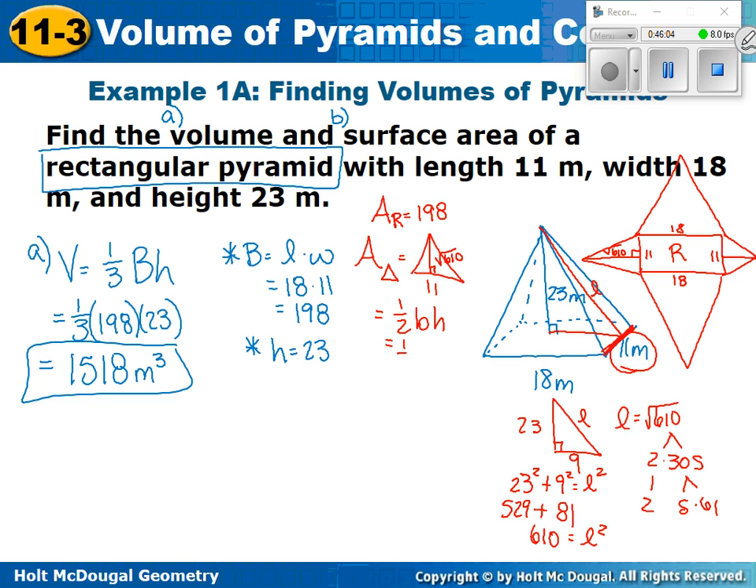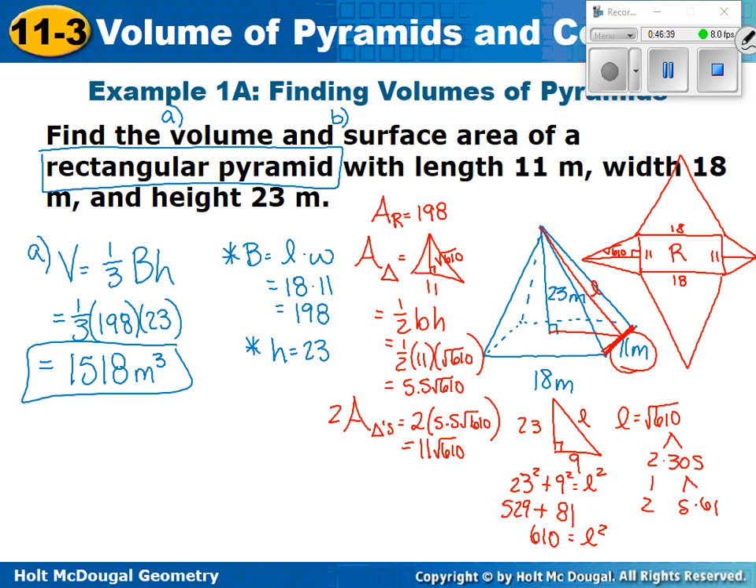So we have 1/2, 11 times the square root of 610, which is just what? 5.5 square roots of 610. But that's for each triangle. And how many of those do we have? 2. So we're going to have to multiply that for 2 of those triangles. So that's going to be 2 times 5.5 square roots of 610, which goes back to 11 square roots of 610. Are we good with that?